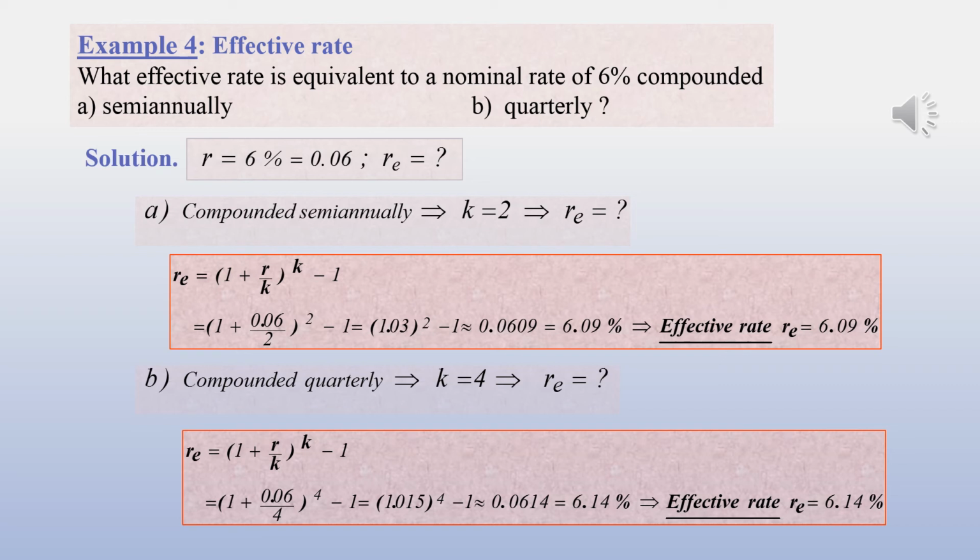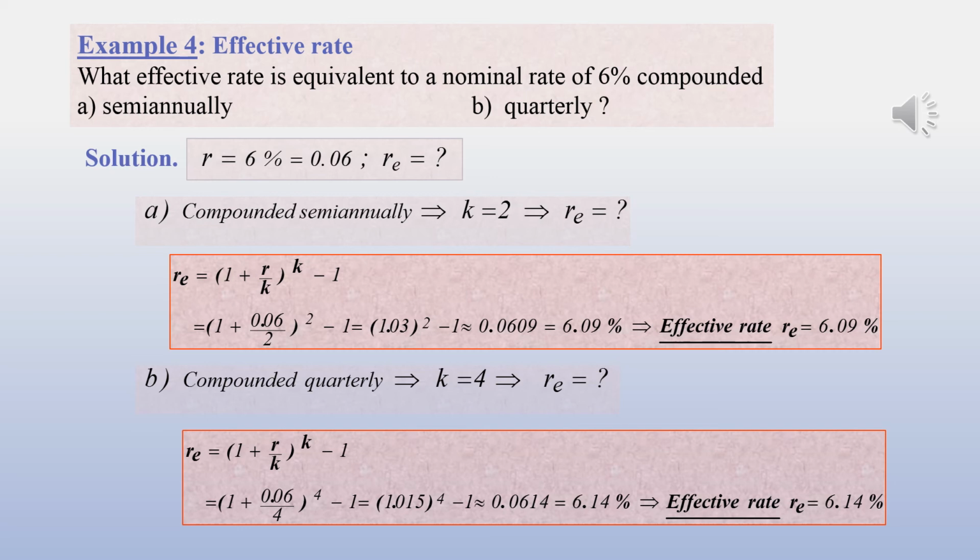Example 4. Effective rate. What effective rate is equivalent to a nominal rate of 6% compounded A. semi-annually, B. quarterly? From the problems, we get the information about nominal rate R equal to 6%, equal to 0.06, and the value of k. k equal to 2 when compounded semi-annually and k equal to 4 when compounded quarterly.